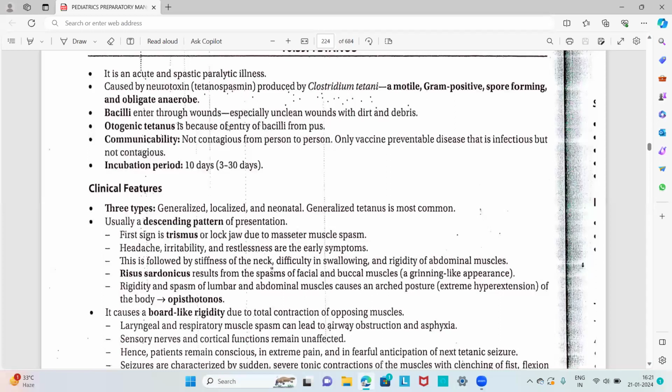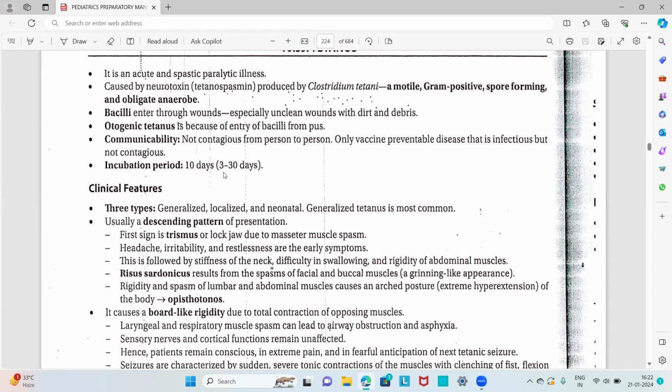The Clostridium tetani bacilli usually enter through any wound which happens in our limbs or other areas, especially unclean wounds with dirt and debris. These bacilli enter the wounds into the body, and also umbilical tetanus is because of the entry of the bacilli from the pus. It is not contagious. Usually, tetanus infection is not transmitted from person to person. The only vaccine-preventable disease that is infectious but not contagious is tetanus.